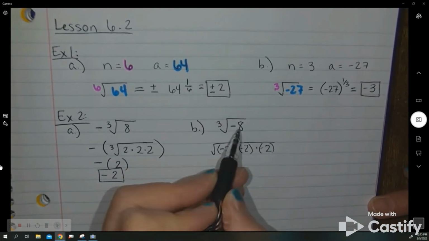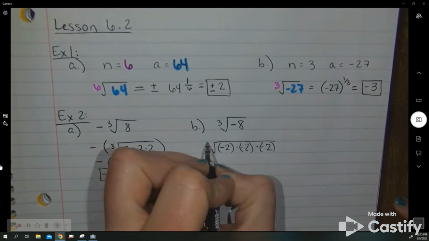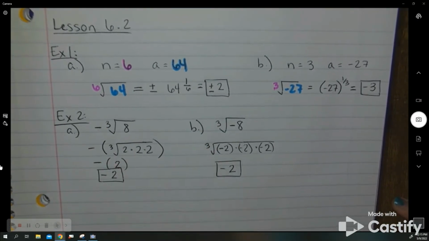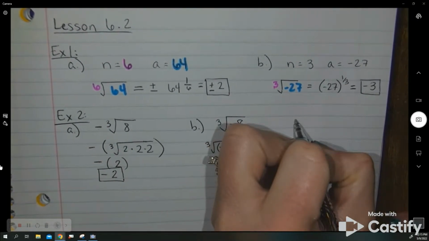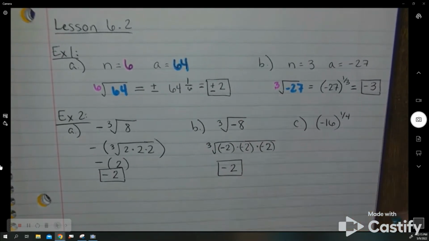So notice the difference here. This 8 is negative, this one was positive. Look at our 2's that we have here. These ones are negative, these ones are positive. But the cubed root of -8 is still -2. So these two produce the same answer, but for different reasons. And then for part C, we have -16 to the 1/4 power.